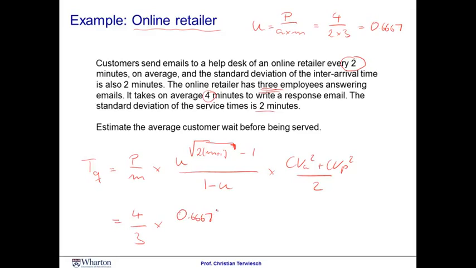And again, here's where things get ugly with the exponent. So we have the square root of 2(m+1): 3 plus 1 is 4, times 2 is 8, square root of 8, minus 1, divided by 0.3333, times the CVA squared, that is 1 squared, plus the CVP, that is the standard deviation of the service time, 2 minutes, divided by the average 4 minutes, so that is 0.5 squared, divided by 2. That's all there is to it. When I plug this into my calculator, I see an expected wait time in the queue of 1.19 minutes.